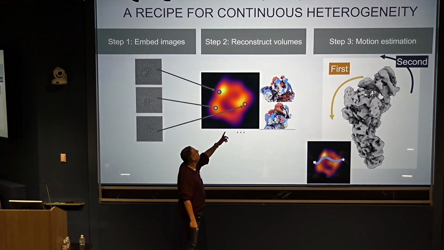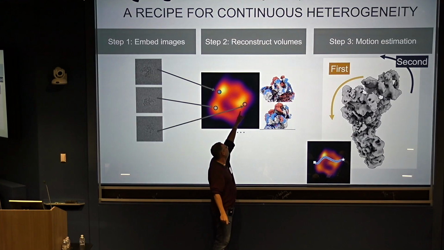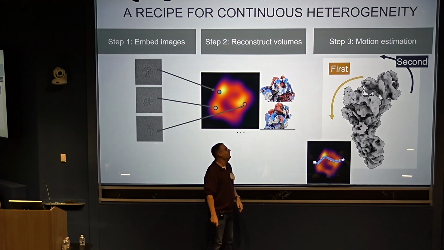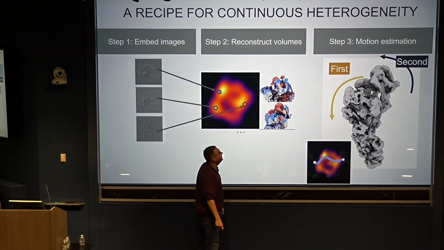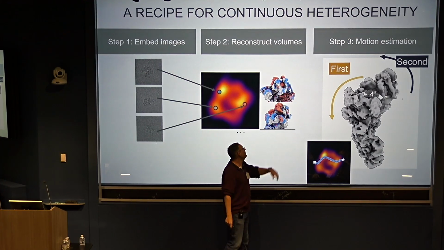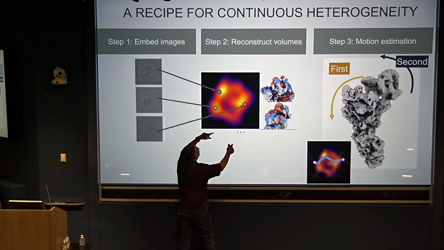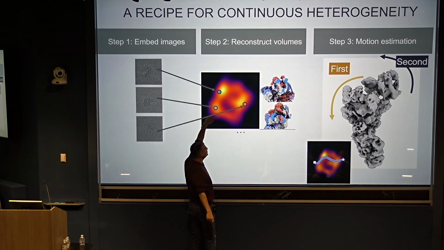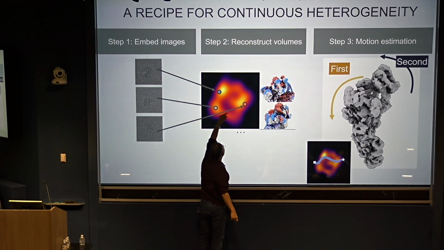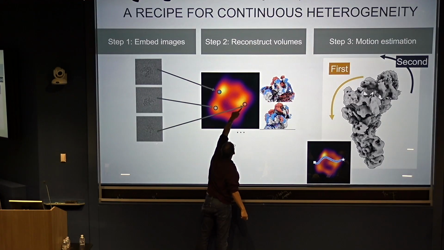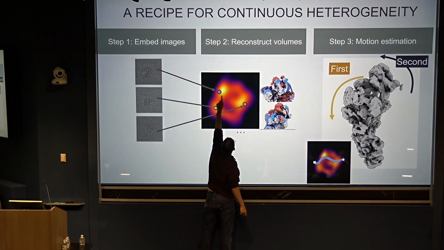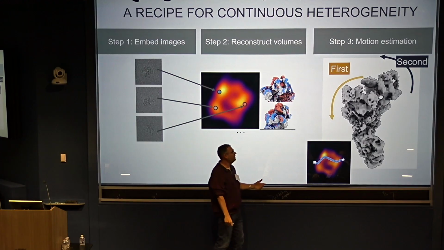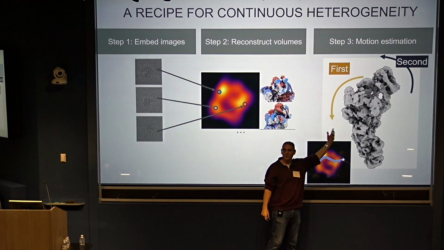Then in step two, for every point in the latent space, you want to reconstruct the 3D structure. And then in step three, you want to do motion estimation. So say I give you 2 points, 2 states. Can you figure out what is the transition path from this point to this point? Is it this path, or that path? And then, given the path that you predicted, you can show the movie, the motion.